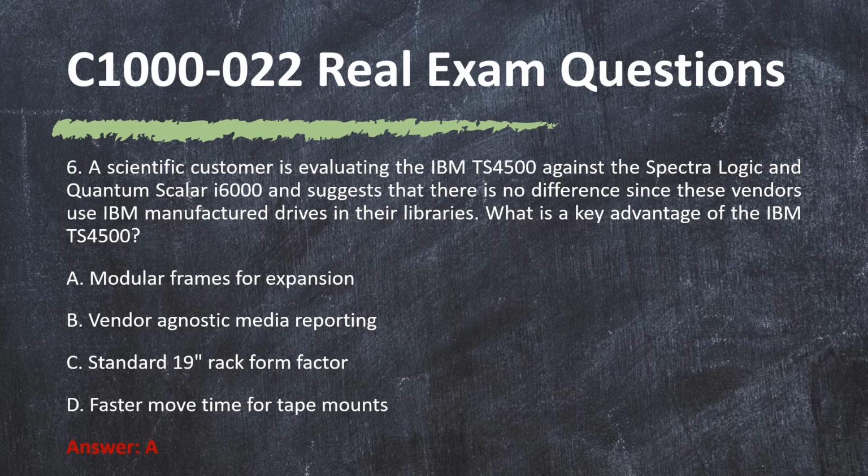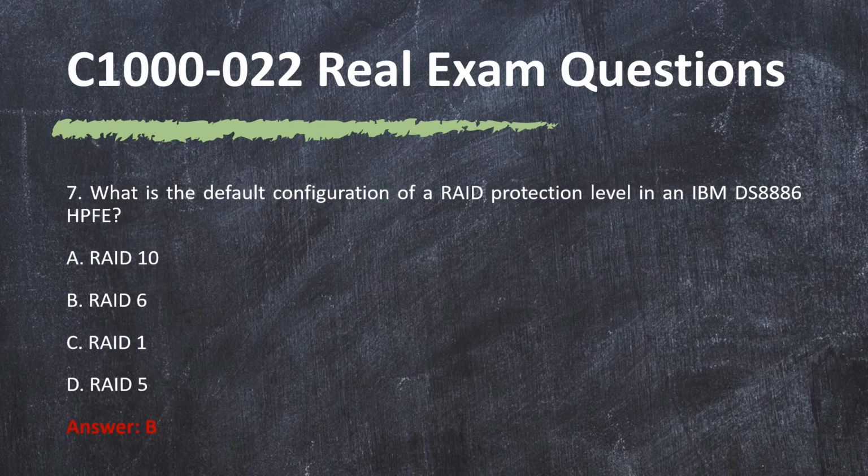6. A scientific customer is evaluating the IBM TS4500 against the Spectra Logic and Quantum Scalar i6000 and suggests that there is no difference since these vendors use IBM manufactured drives in their libraries. What is a key advantage of the IBM TS4500? A. Modular frames for expansion. B. Vendor-agnostic media reporting. C. Standard 19 inch rack form factor. D. Faster move time for tape mounts. Answer: A.